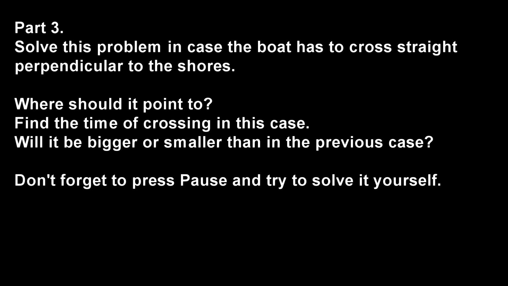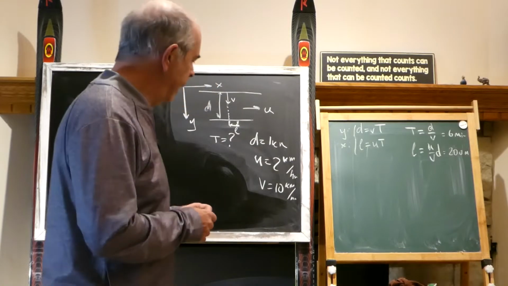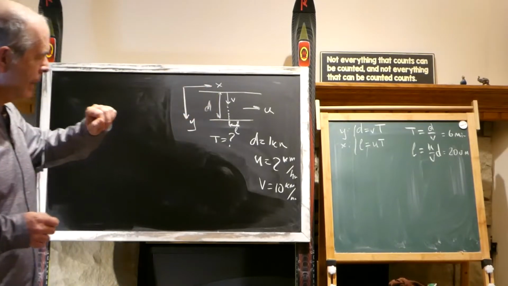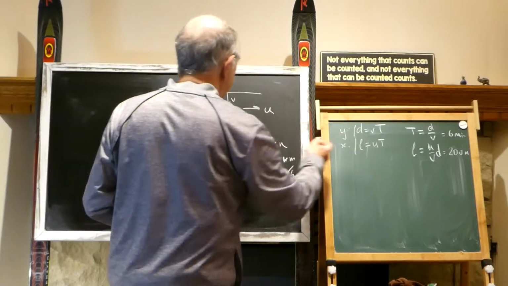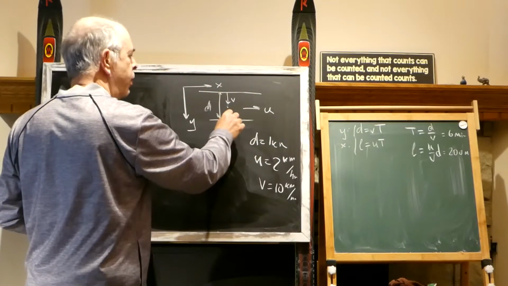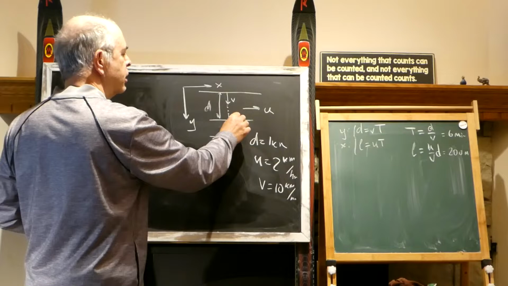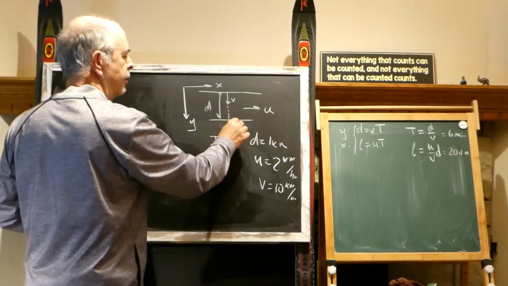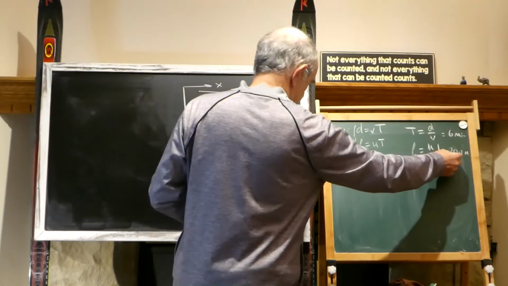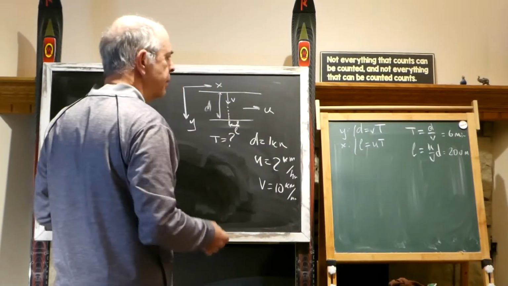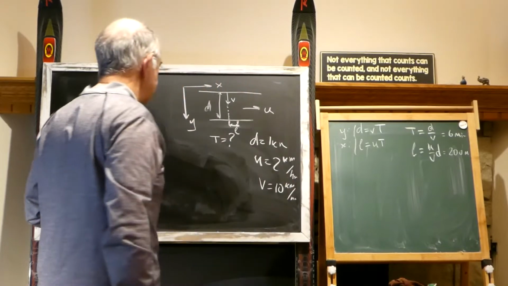So here is a problem. As always, read it, maybe once, maybe twice, and then pause the video and try to solve it yourself. Today is another installment of the same problem. You remember that this was our result: if we're pointing straight across, we actually drifted down a distance L downstream. And this distance L turns out to be 200 meters with those numbers, and the time to cross is 6 minutes.